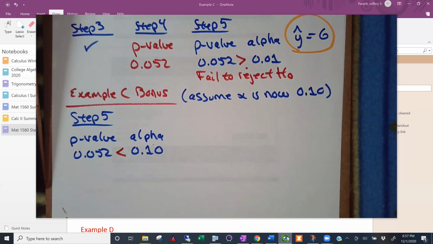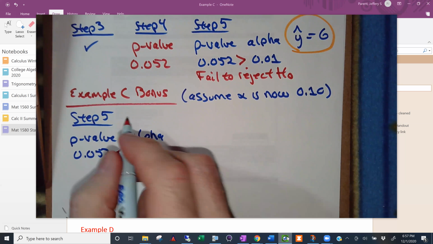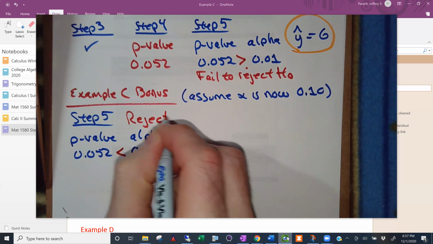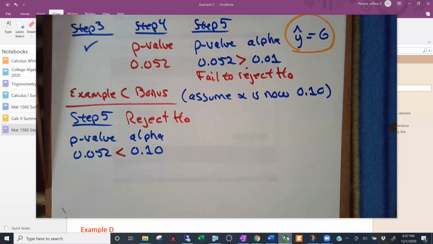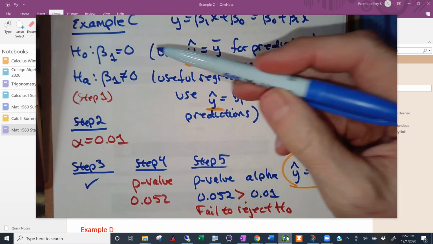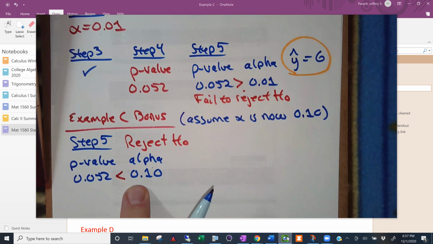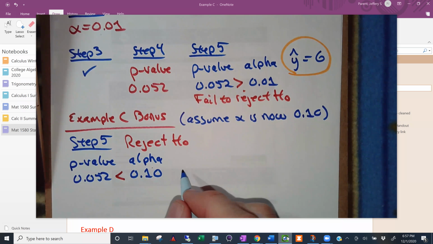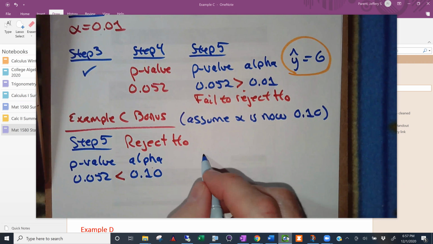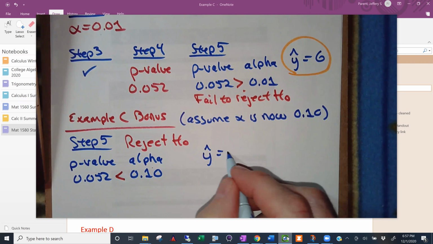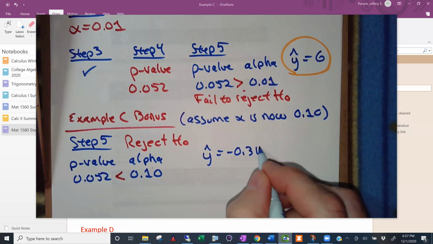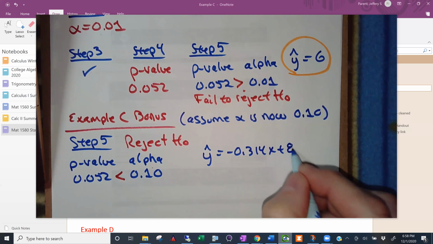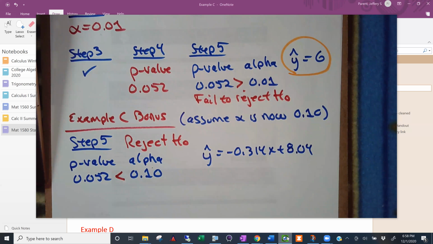What's that mean? What's my conclusion here? Reject it. Yeah, thank you. Reject H naught. Beautiful. So now if I want a predicted value, I'm going to use the regression equation because I rejected this. Well, the regression equation was given to you in the problem. It was y hat equals negative 0.314x plus 8.04. I think they gave it to you a little differently, but I wrote it my way.